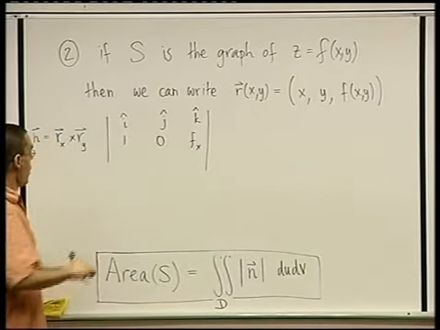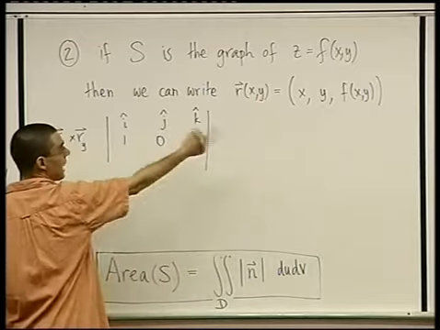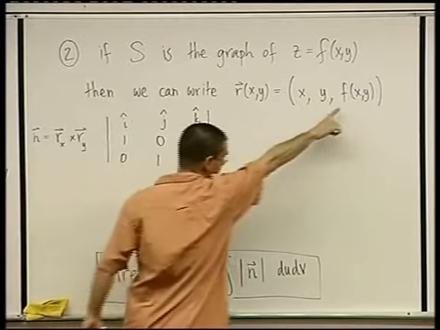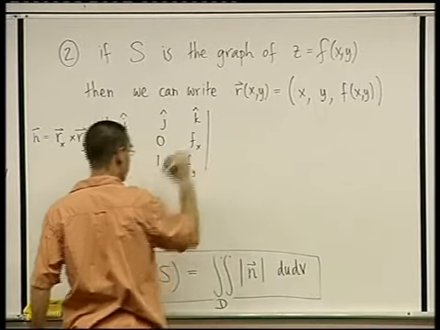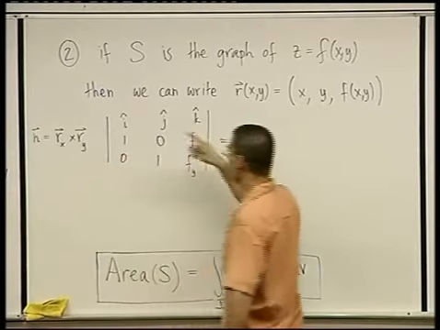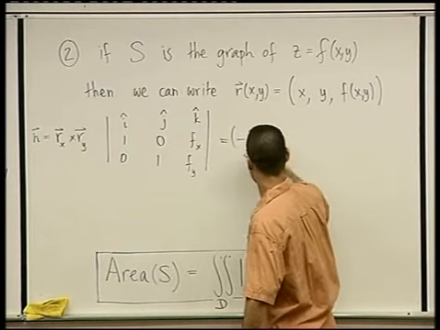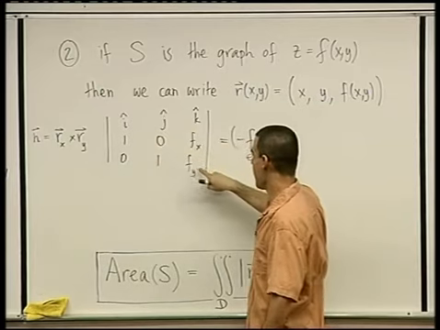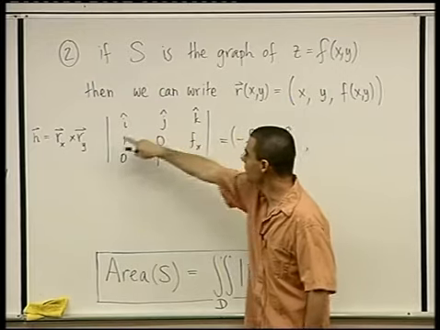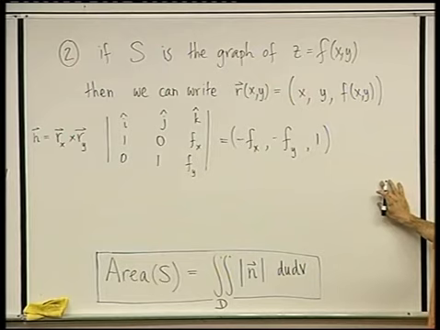Right. Now I need the derivative with respect to the second parameter. So x with respect to y is 0, y with respect to y is 1, and z with respect to y is f sub y. Do you agree? And therefore, what is this vector? In the i component, I get minus f sub x. In the j component, I get minus f sub y, with a minus because of the j. And in the k component, I get 1. This is the normal vector, right? We knew that.